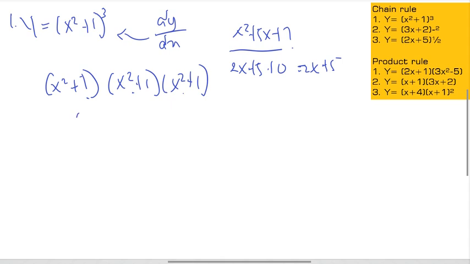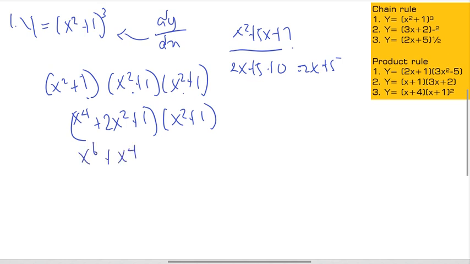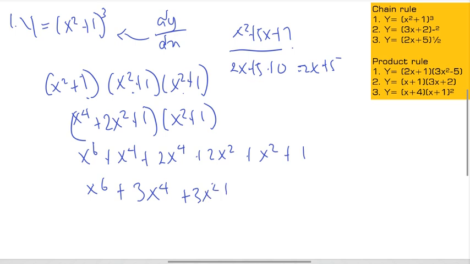So if you multiply this, you have x raised to the power 4 plus 2x squared plus 1 all in bracket, then you have x squared plus 1. Then when you multiply out, you're going to have x to the power of 6 plus x to the power of 4 plus 2x to the power of 4 plus 2x squared plus x squared plus 1. And simplifying, you have x to the power of 6 plus 3x to the power of 4 plus 3x squared plus 1.